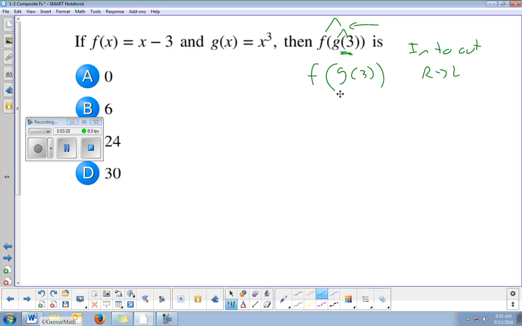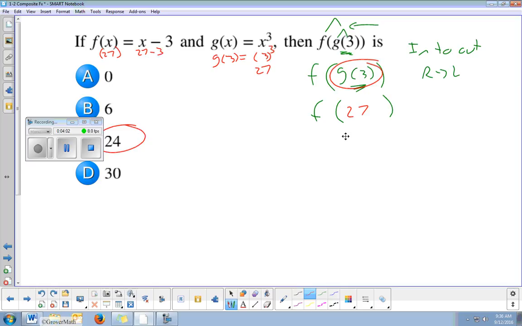So first, for f of g of 3, I need to know what is g of 3. When I do g of 3, I have an input of 3. Whatever I plug in there, I simply cube it. 3 cubed is 27. So then it's f of 27. So it's f of the result of g of 3, the result of what's inside of that. Well, g of 3 is the same as 27, so f of 27. And then the rule for f is whatever I plug in, I'm going to do that minus 3. So 27 minus 3 is 24.